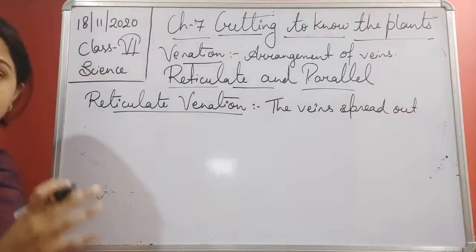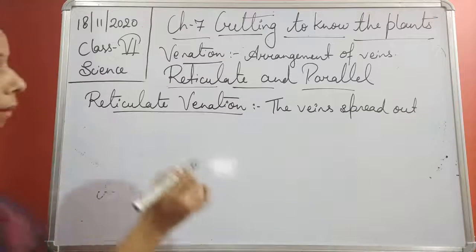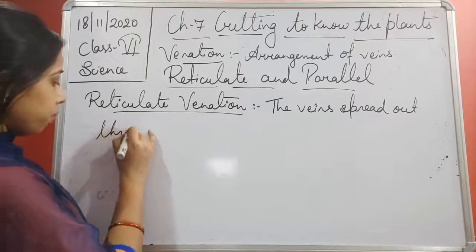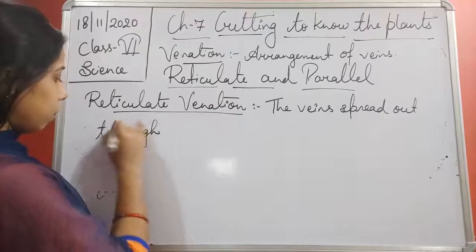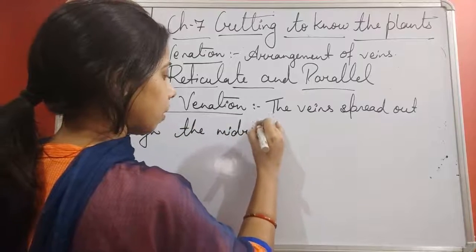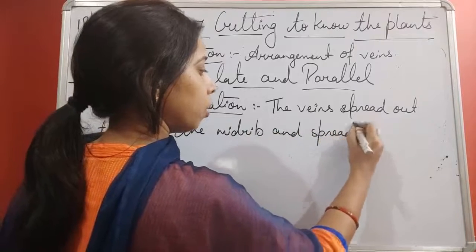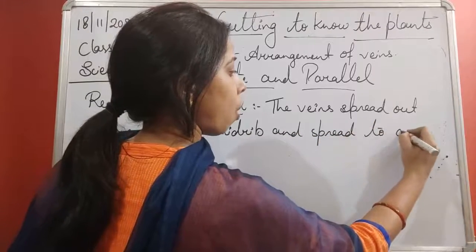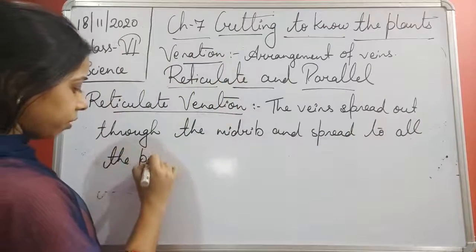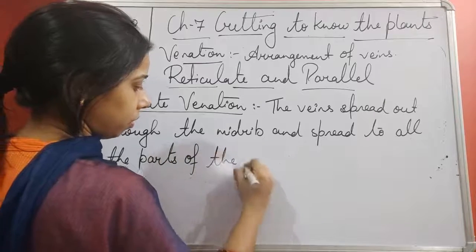Through that of the midrib, and then to all the parts of the leaf. So the veins are spread out through the midrib and spread to all the parts of the leaf.